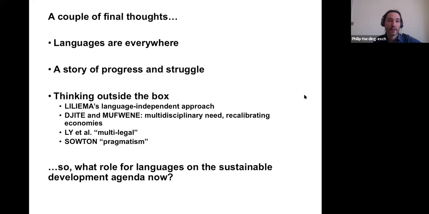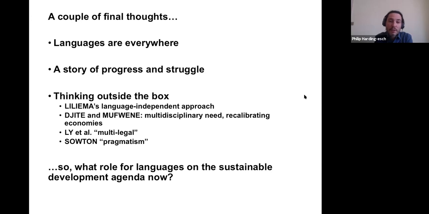First of all, I feel that the book and the chapters really show us that languages are everywhere, whatever the SDGs say. We see in these chapters many examples of people, from policymakers to grassroots to individuals, making choices all the time based on language to do with their own lives.